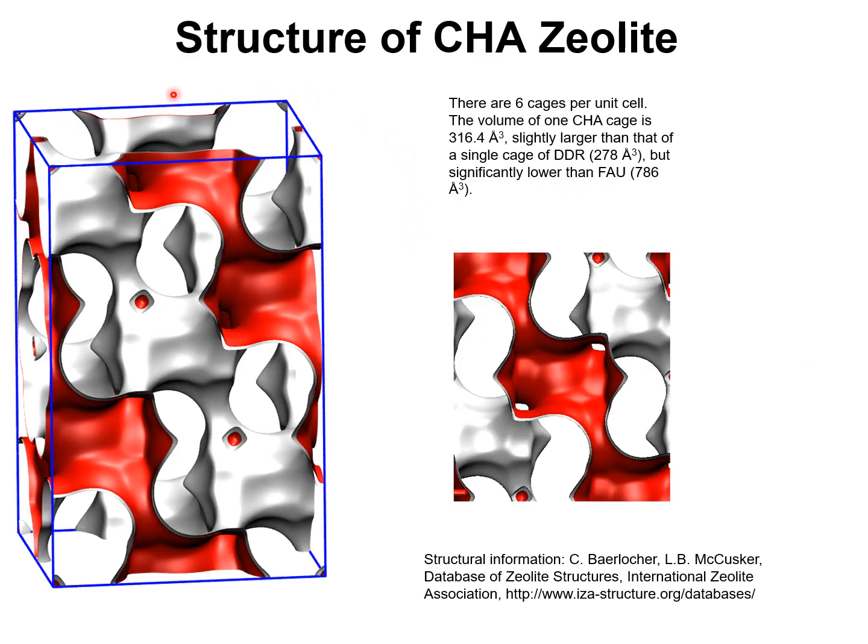Here's the structure of Chabasite. One unit cell of Chabasite has 6 cages. Each cage is separated from an adjacent cage by narrow 8-ring windows. The cage volume for Chabasite is slightly larger than for DDR zeolite, but significantly smaller than for faujasite.